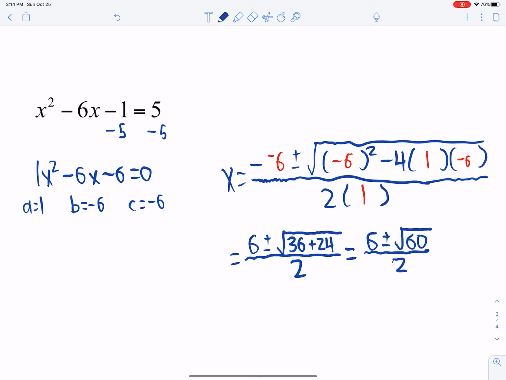divided by 2. And again, we haven't yet at this point in the course talked about how to simplify the square root of 60. So you can just leave it as 6 plus the square root of 60 over 2 and 6 minus the square root of 60 over 2.